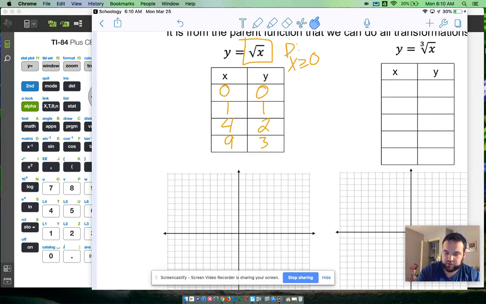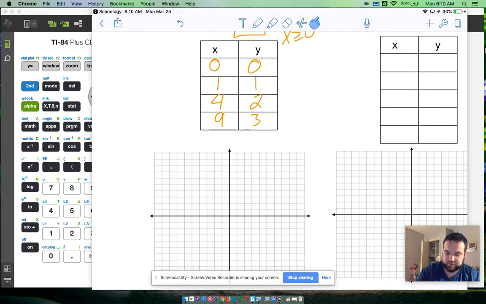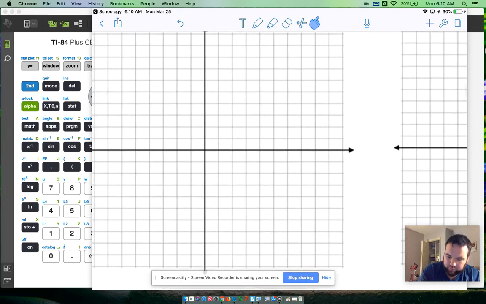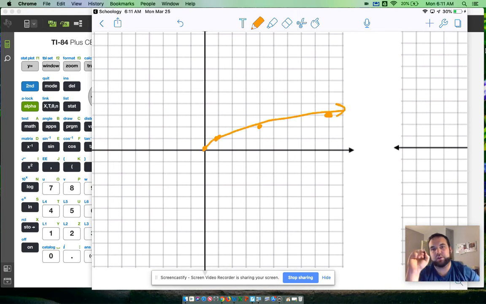Okay. So if I plot these points, 0, 0, 1, 1, 4, 2, and 9, 3, I get something that looks kind of like that. I'm going to draw the arrow on the end because it's going to keep going. I am not going to draw an arrow on the other end of this, right?